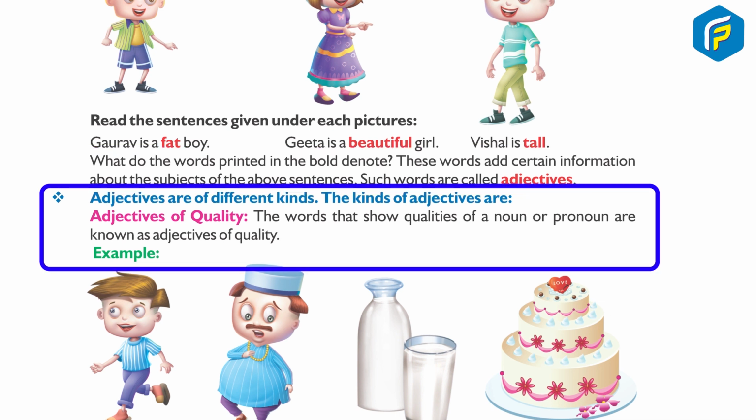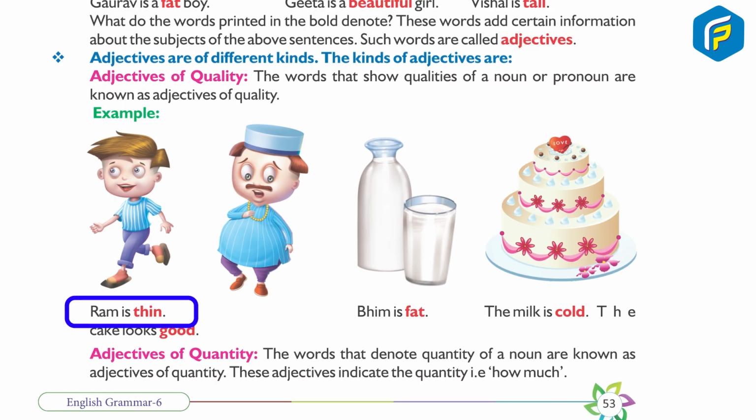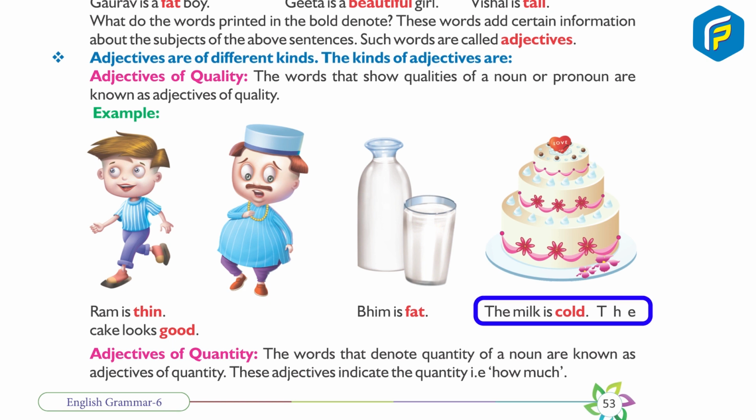The kinds of adjectives are: adjectives of quality. The words that show the quality of a noun or pronoun are known as adjectives of quality. Example: Ram is thin. Bhim is fat. The milk is cold. The cake looks good.